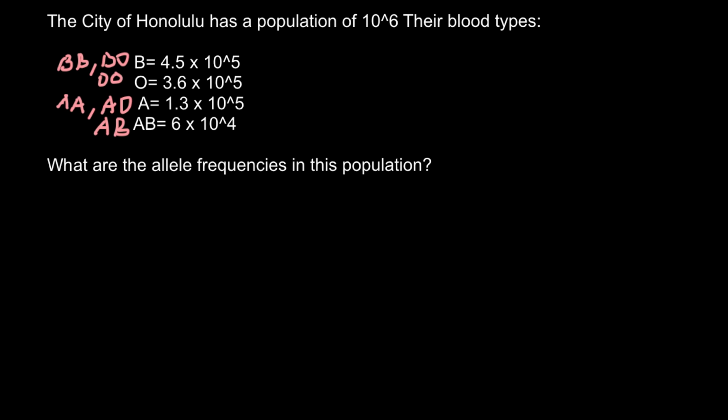So let's find the numbers of people. This is scientific notation. 10 raised to 5 means 10 multiplied by itself 5 times. So 4.5 times 10 to the 5. Basically we have to multiply 4.5 by 10, 5 times.